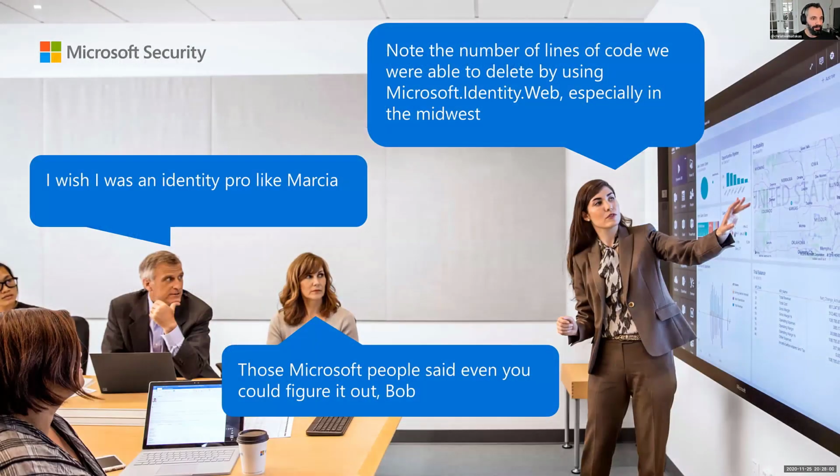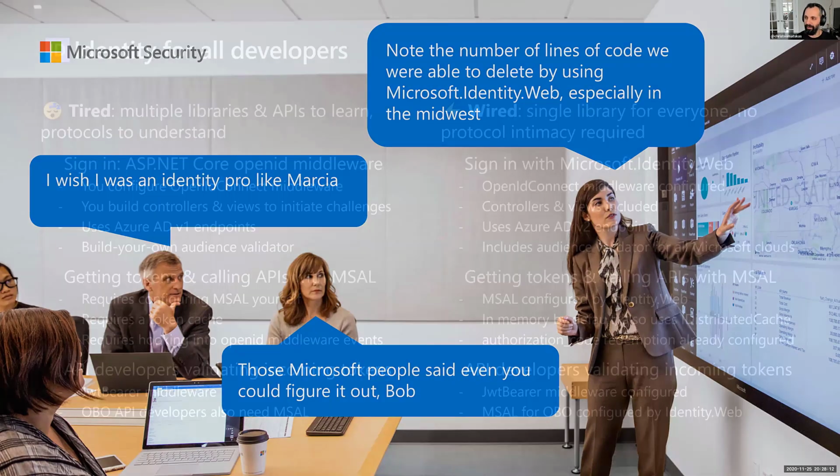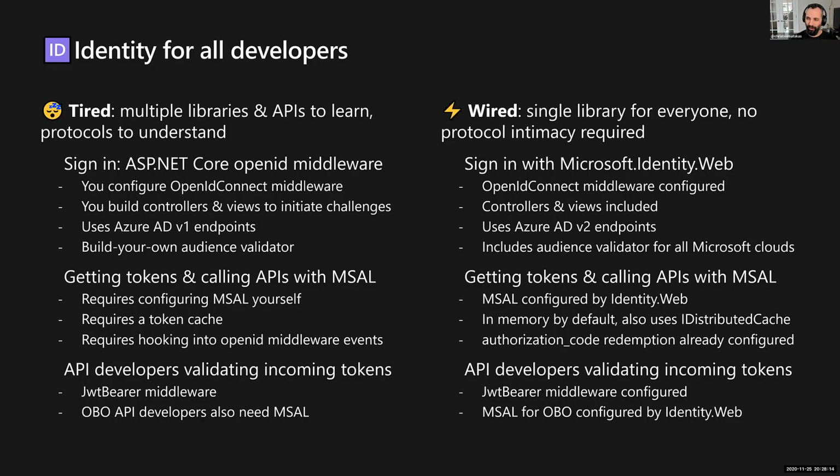I love this slide because, as you can see, we wiped out so many lines of code in the Midwest. And then Bob wishes that he was as good as Marsha there. And we allow you to do that with the Microsoft Identity Web. I'm not going to go into the details here, but the old way of doing things has been transformed with a new library.